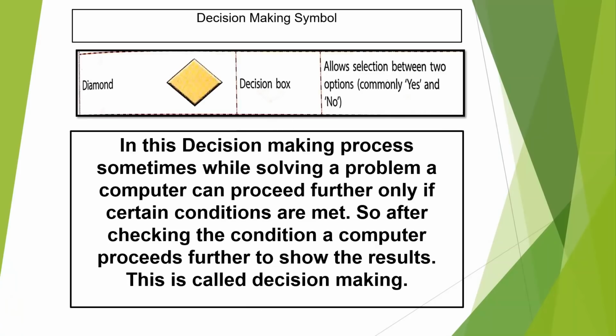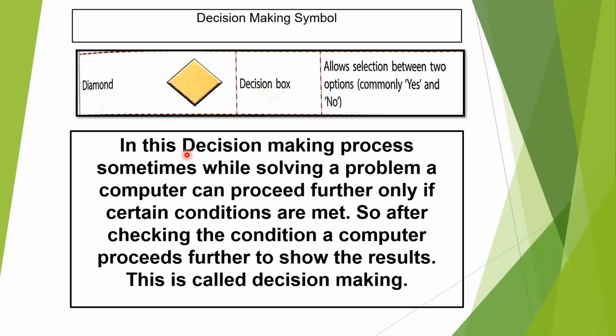Yes, in this slide we will be covering the decision making symbol, a new symbol which you will be learning in this session. The diamond symbol, we use the diamond symbol for decision making. It allows selection between two options, commonly yes or no. This diamond symbol decides between two options. In this decision making process, sometimes while solving a problem a computer can proceed further only if certain conditions are met. Only if some conditions are satisfied will it go to the next step. Otherwise it will not go to the next step.